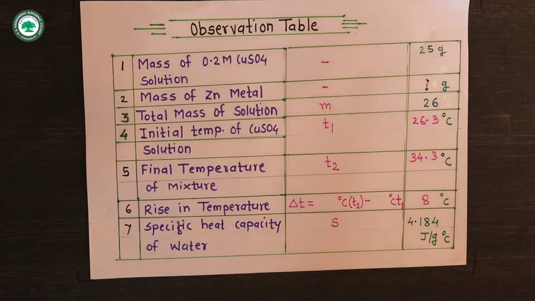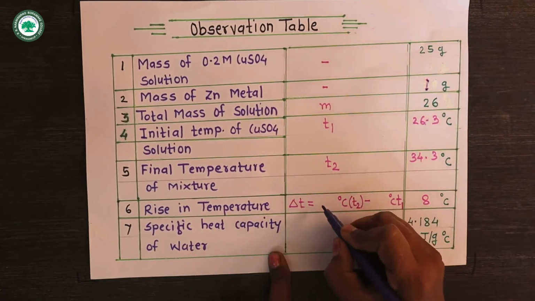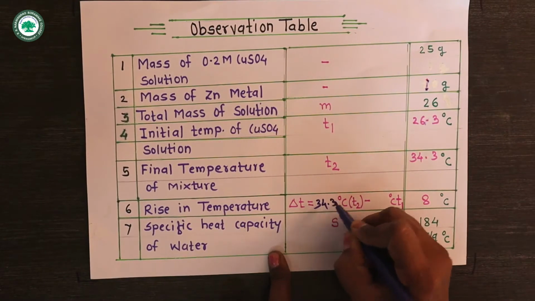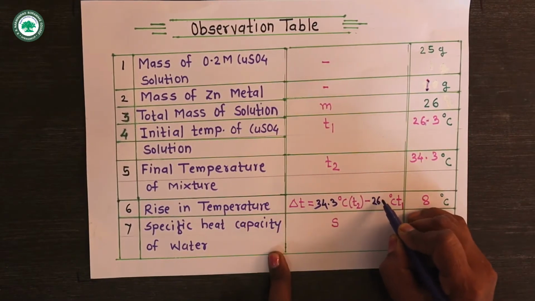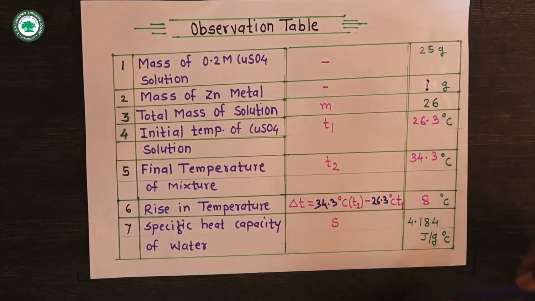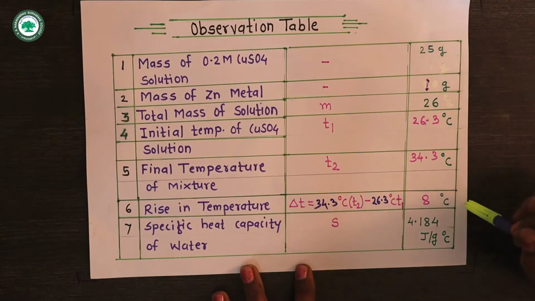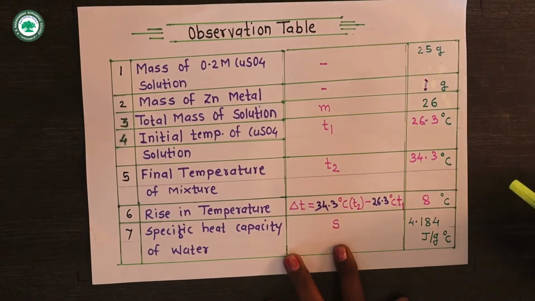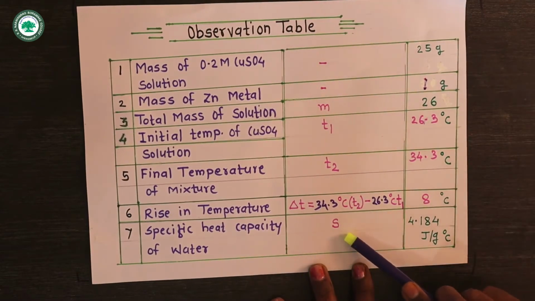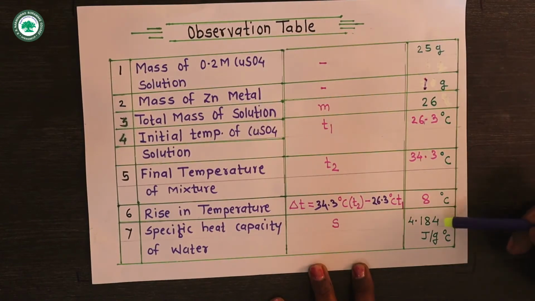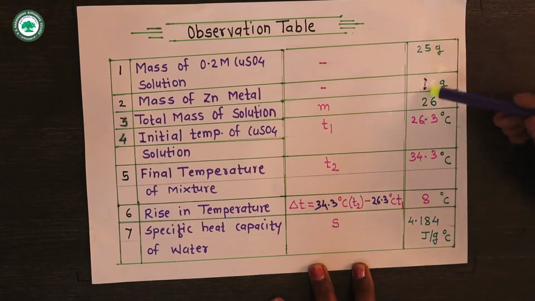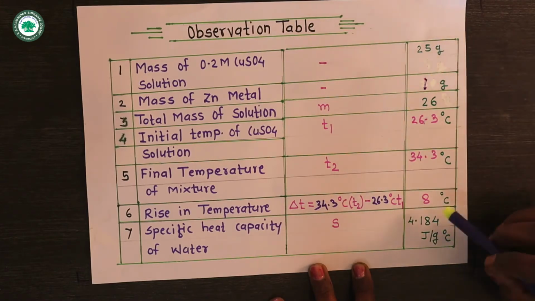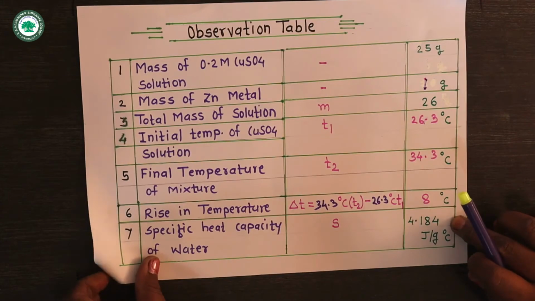Now the rise in temperature, T2 minus T1, that is 34.3 minus 26.3, is equal to 8 degrees Celsius. Rise in temperature is found to be 8 degrees Celsius, and the specific heat capacity of water, denoted by the symbol capital S, is found to be 4.184 joule per gram degree Celsius. Now by using these values we can calculate the enthalpy change for this experiment.